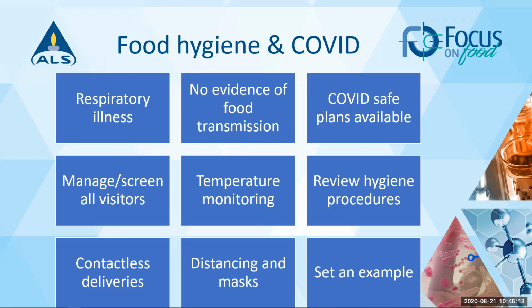Excluding anyone from the facility with any symptoms of communicable disease. Introducing temperature checks, for example. These are recommended as an early warning sign of illness. If you haven't already done so, perhaps implementing contactless deliveries, ensuring that all your deliveries are scheduled so that you don't have multiple delivery drivers turning up at the same time.